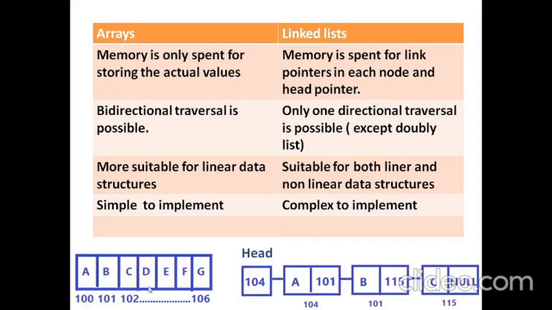This is visually how the two lists look. You can see that in an array the elements are generally stored in consecutive memory locations 100, 101, 102 and so on up to 106. So if you know the address of the first element, you can guess the address of the last element because it's in sequence. But here what you see is that I have to maintain a head pointer in which I have to store the address of the first node.